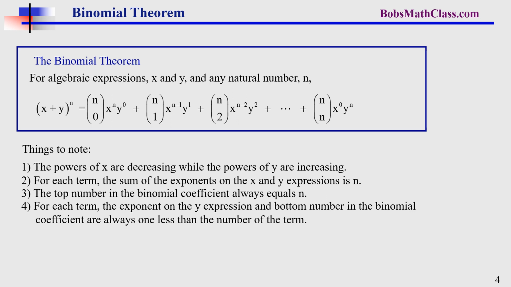So for the first term, the bottom number on the coefficient is 0, and the y has an exponent of 0. On the second term, the exponent of y is 1. On the third term, the exponent of y is 2. On the fourth term, the exponent of y would be 3, etc.